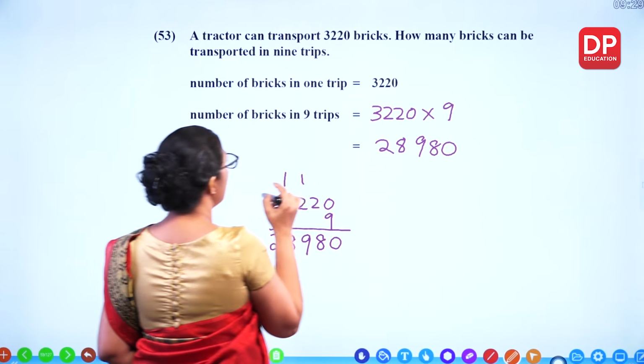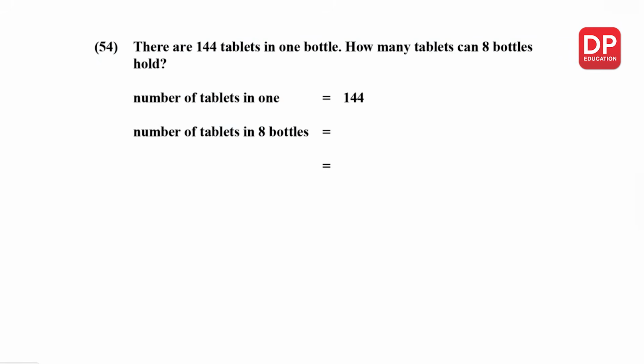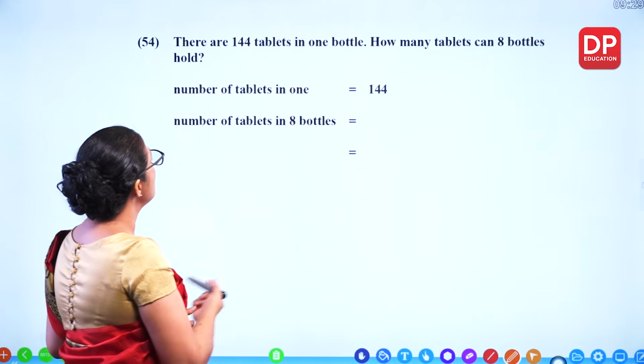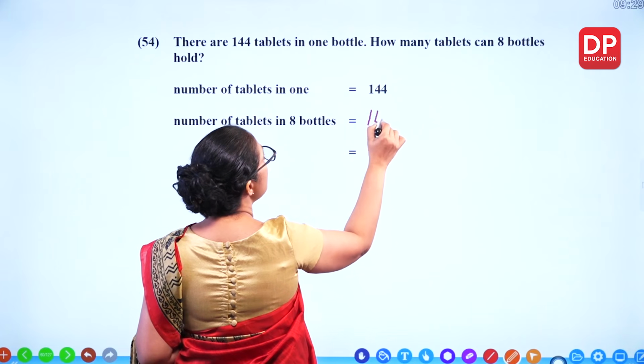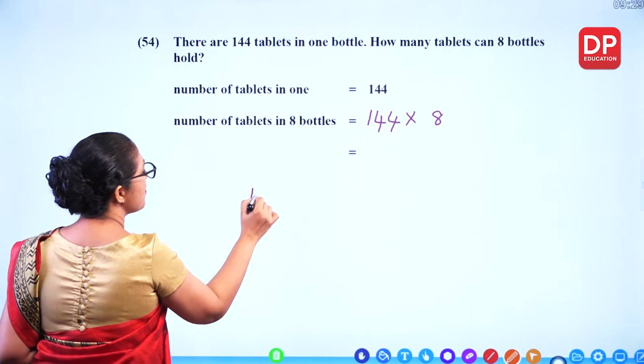28,980 bricks are there. There are 144 tablets in one bottle. How many tablets can 8 bottles hold? So you need to multiply this by 8. Multiply separately.